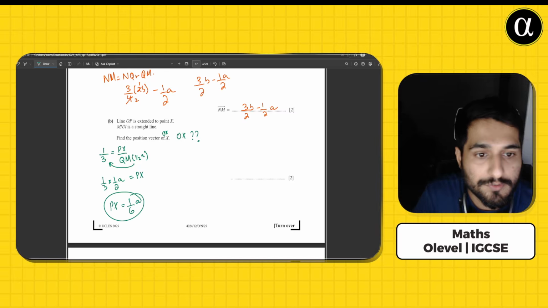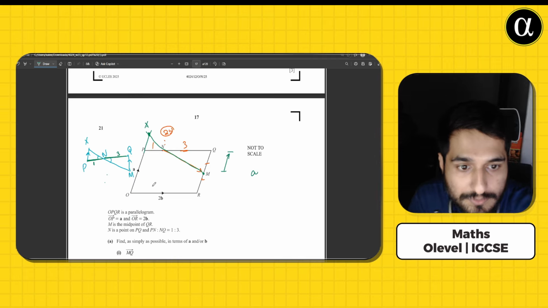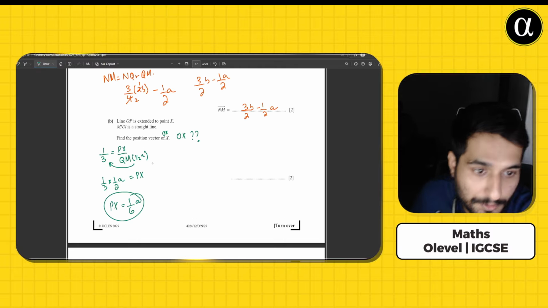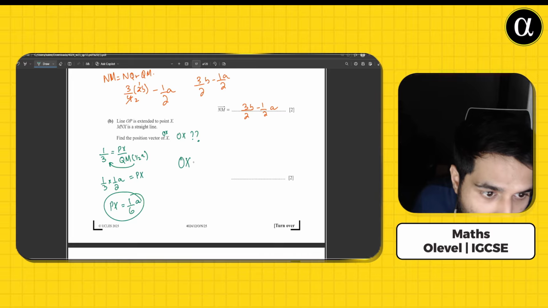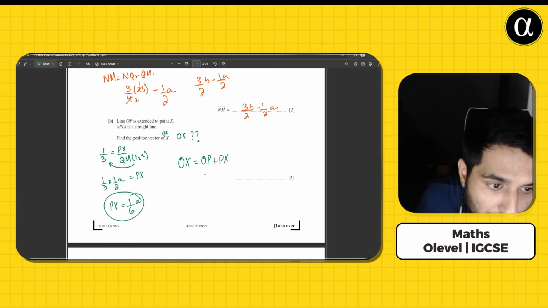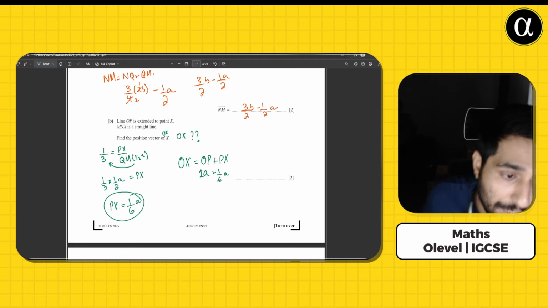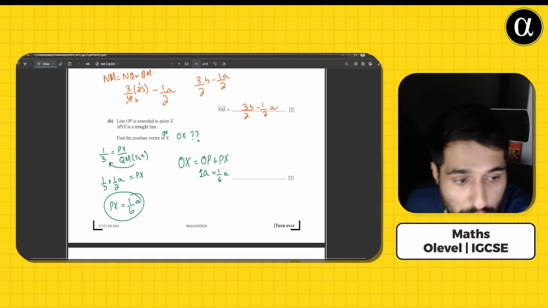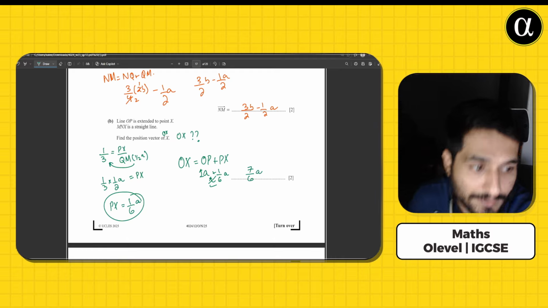Now, since PX is 1 over 6 of a, what is going to be OX? Now, OX will be OP plus PX, and OP was a, so a plus 1 over 6 of a. The final answer, you take the LCM, make it the common denominator, and that turns out to be 6 plus 1, that is going to be 7 over 6 of a. Just take the LCM of this.